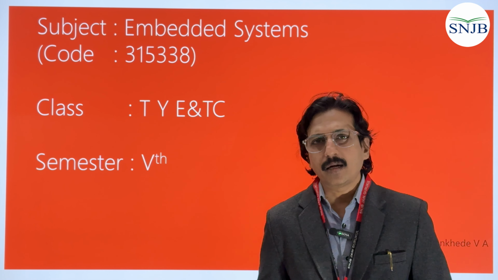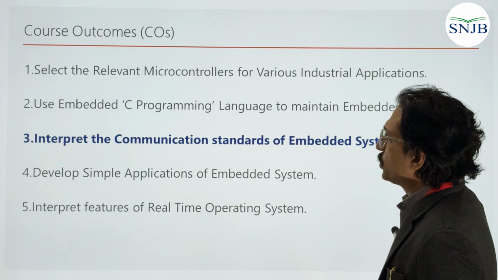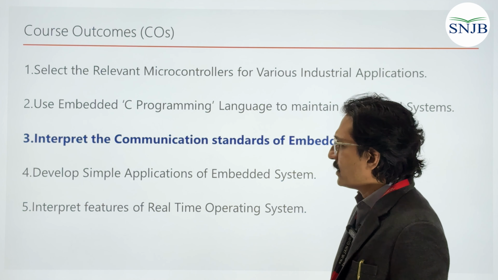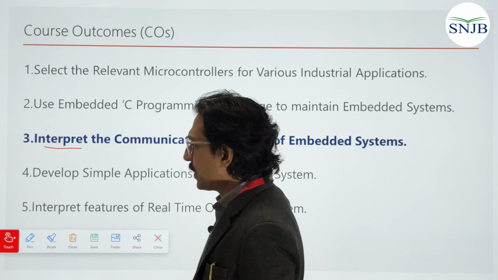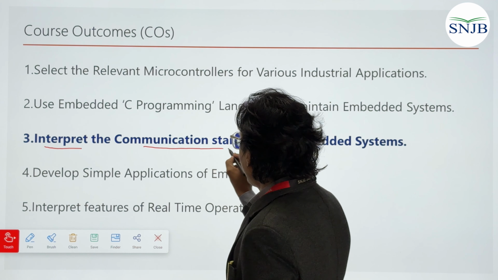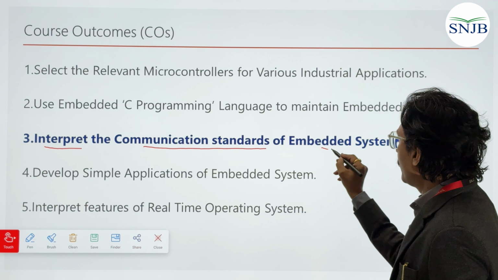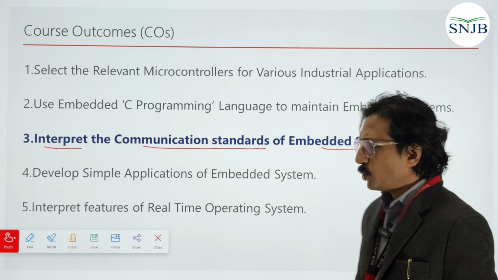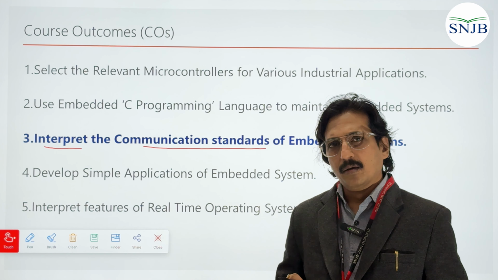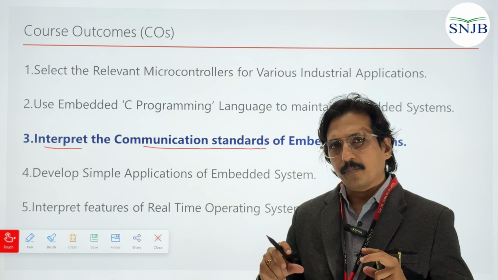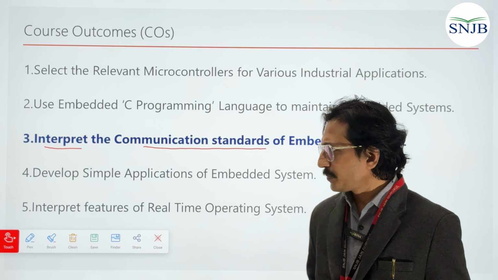Today we are going to start the third unit of embedded systems. The course outcome for the third unit is to interpret communication standards of embedded systems. In this unit we are going to see which communication standards are present in wired and in wireless.